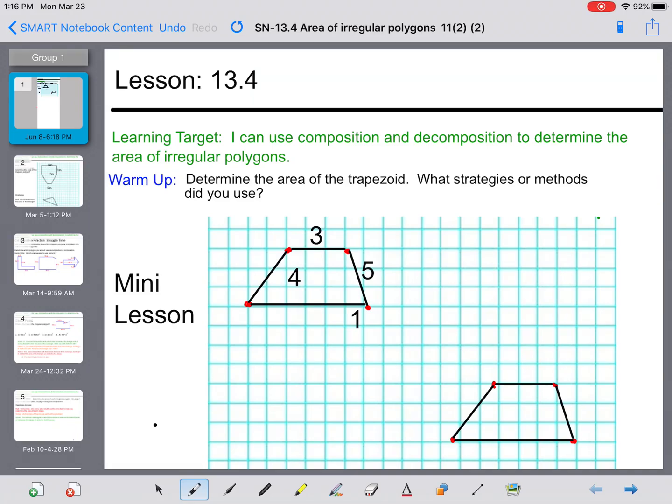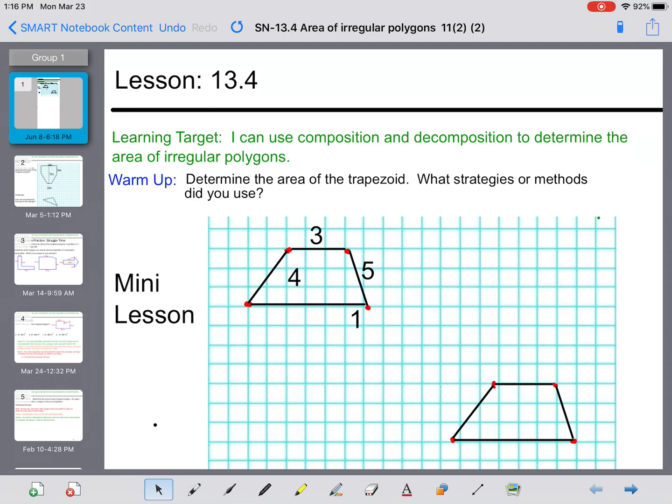For today's lesson, we will be learning to use composition and decomposition to determine the area of irregular polygons on a graph. So for our mini lesson, or warm-up rather, right now, we are going to be finding the area of a trapezoid, which is not an irregular polygon, but this will help us understand how to find area using composition and decomposition on a graph.